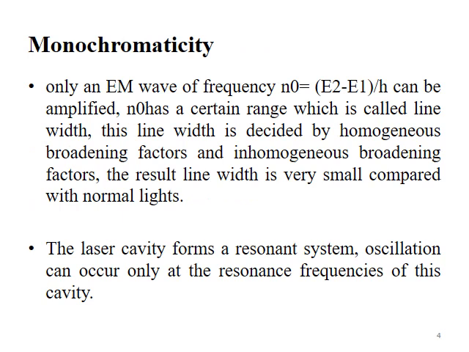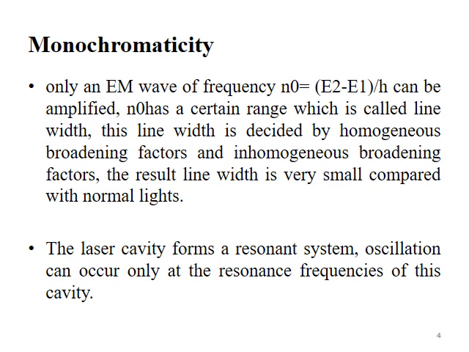First, let us see about monochromaticity. This property is due to the following two factors. First, an EM wave of a given frequency can be amplified only over a certain range, which is called the line width. This line width is decided by the homogeneous broadening factors and the inhomogeneous broadening factors. The resulting line width is very small compared with normal lights.